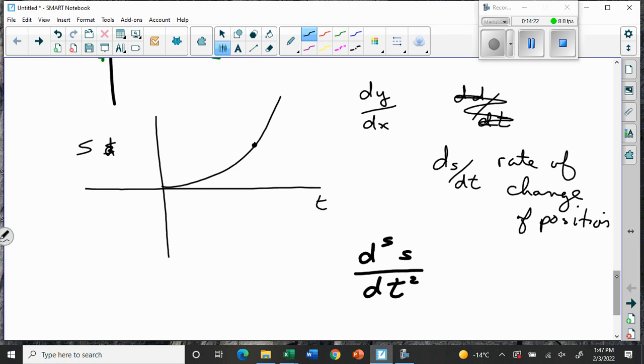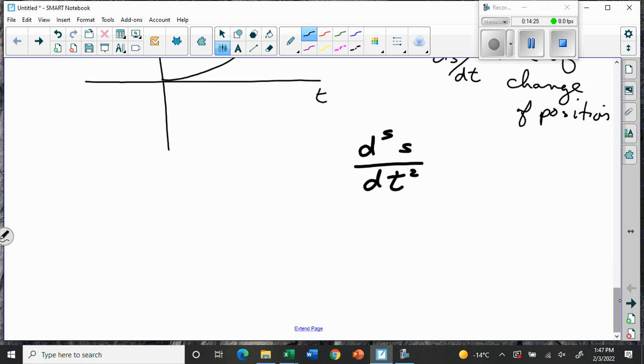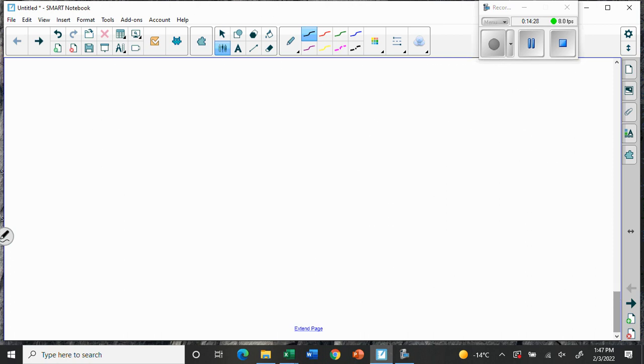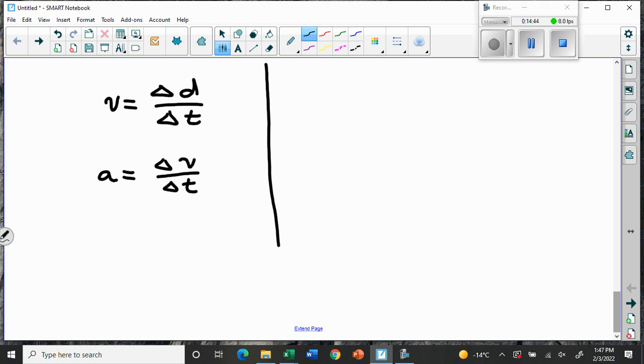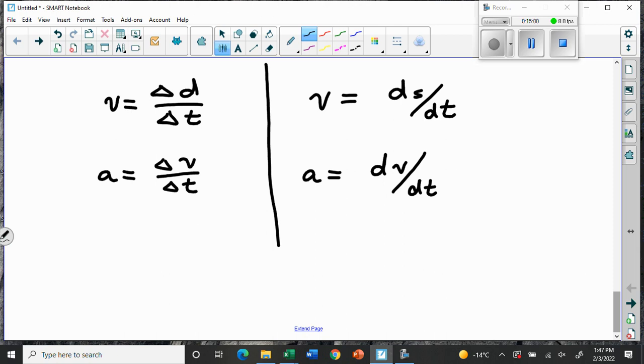And so that's how we get our first two major equations that we use in kinematics. So we say that v is equal to delta s, the change in position over time. And we say that a is equal to the change in velocity over the change in time, right? Or if you wanted to use more complex calculus, you would say that v is equal to ds by dt, the rate of change of position. And you would say that a is equal to dv by dt, the rate of change of velocity, which is the same as saying d squared s by dt squared.